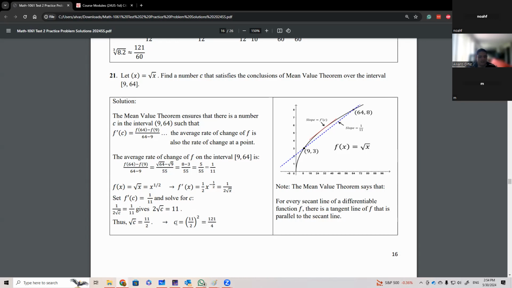And then you're going to find out that this c is like 121 over 4, which is probably a number between 9 and 64. If it were 120, it would be like 30. So this is probably 30 something, which lies between 9 and 64.